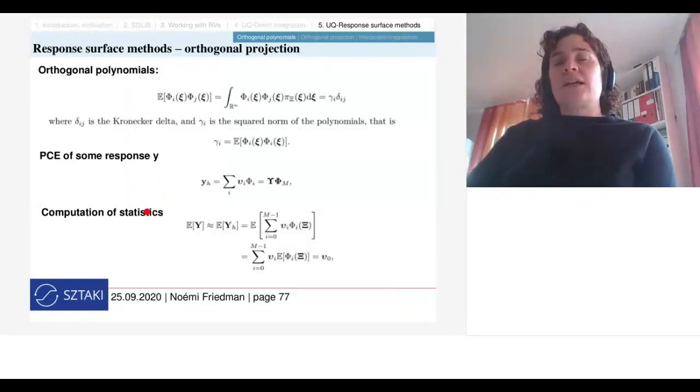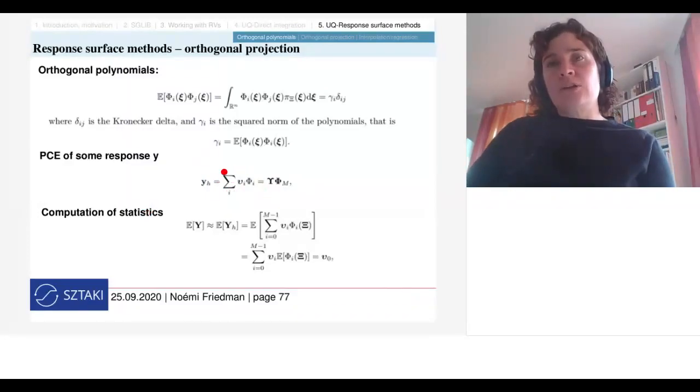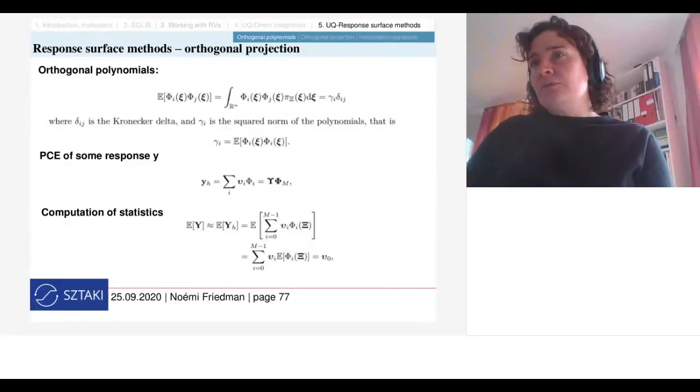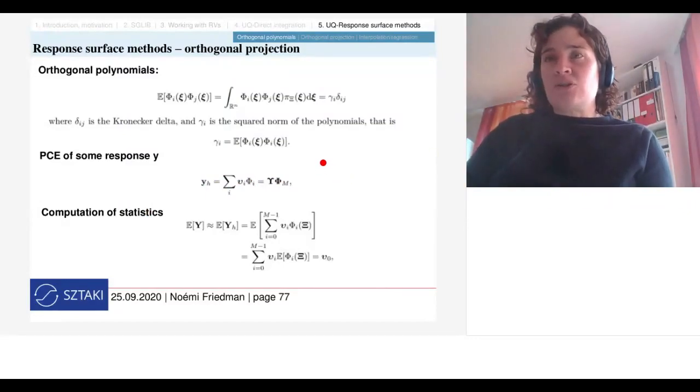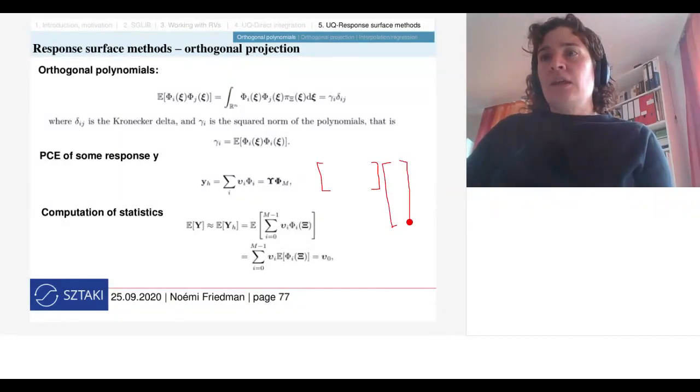Now, if I use this special type of polynomials, then the statistics can be quite easily computed. So I write this as a linear combination of the coefficients and the polynomials, and this I can write in a matrix form, which I show you. Unfortunately, I only have the mouse, so it's quite difficult to draw this, but I give it a try. I have here a matrix, and I have here another matrix that I multiply together. So I have here the basis functions. If I have Gaussians, then I have here the Hermite polynomials.